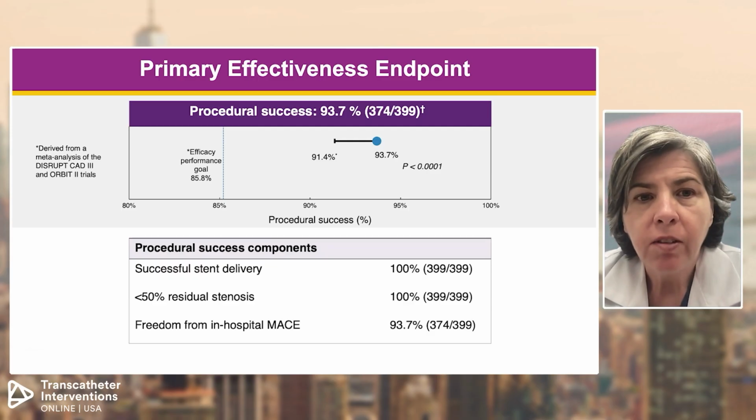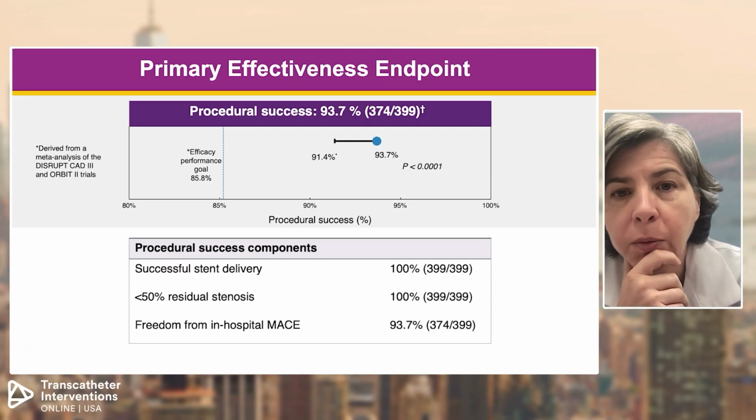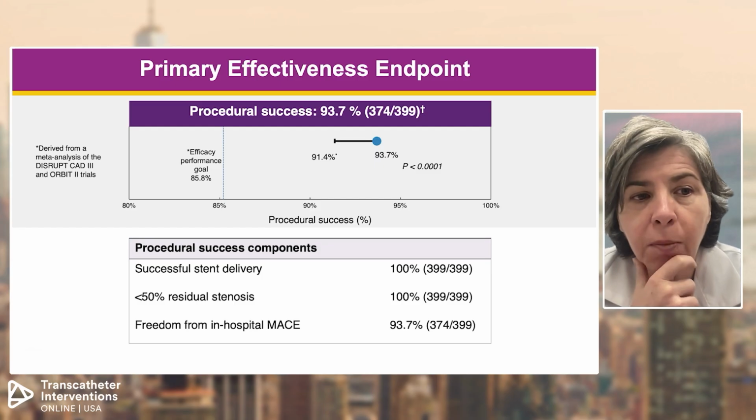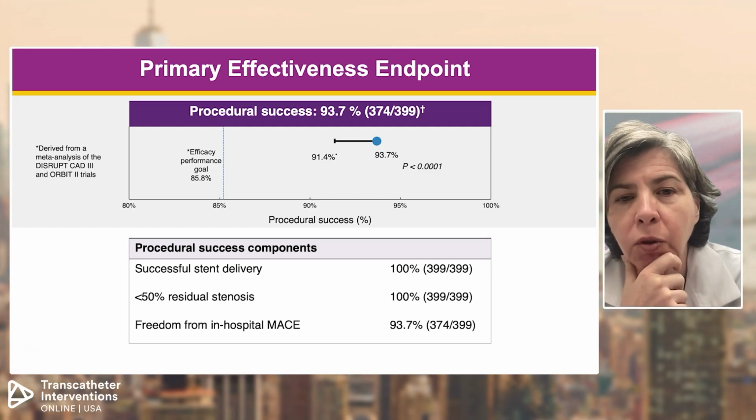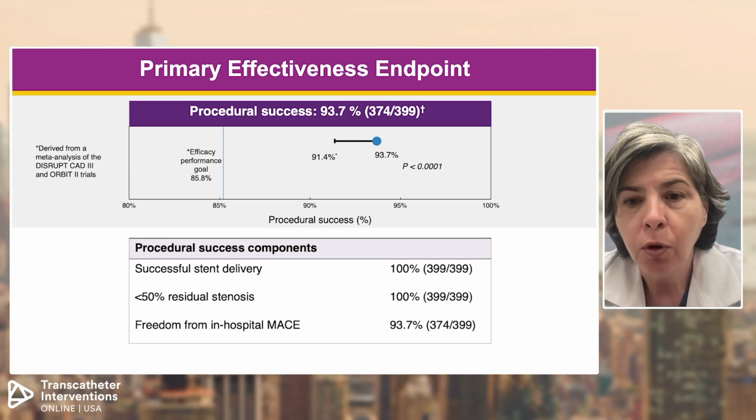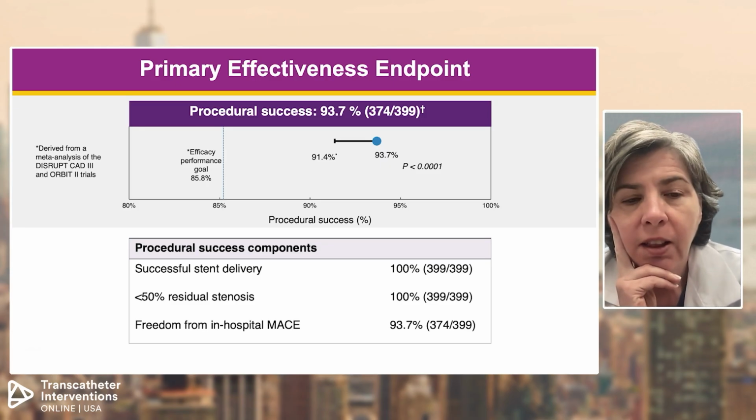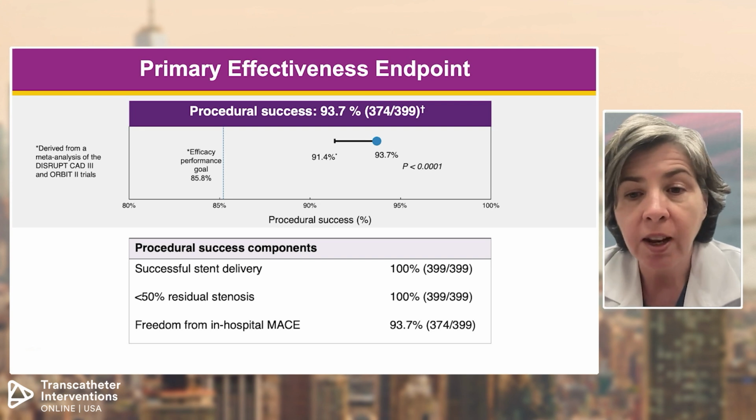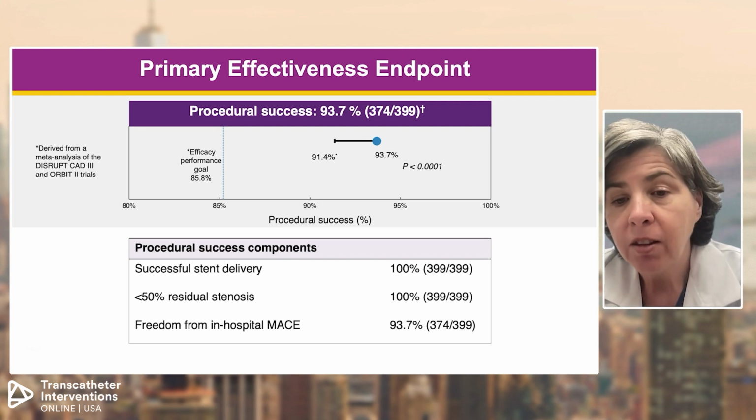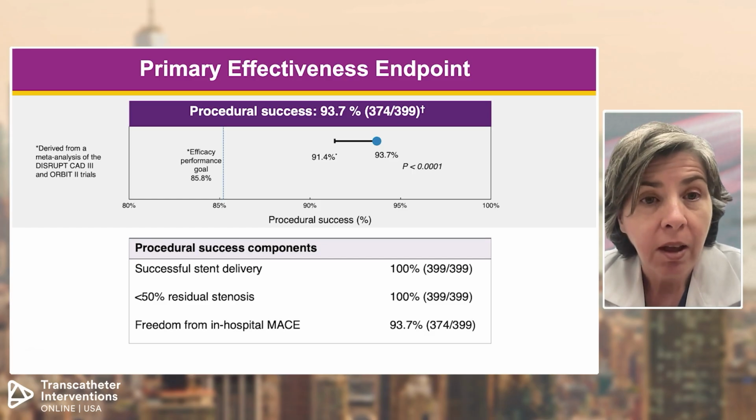When we look at the effectiveness endpoint of procedural success, that was achieved in 93.7%. Again, the performance goal was 85.8%, with a lower bound of the confidence interval way above that at 91.4%. If you look at the table below, successful stent delivery occurred in 100% of cases, and less than 50% residual stenosis in 100%. And again, this endpoint at 93.7% was all driven by those procedural MIs according to the protocol definition.